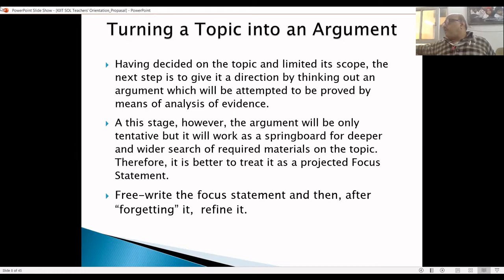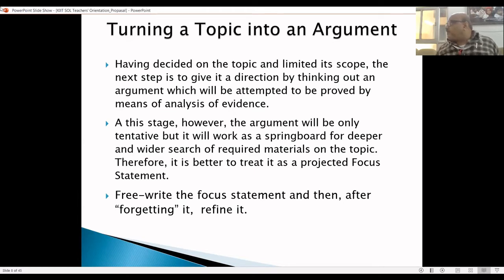And when we do free writing, we don't think about grammar. We don't think about even correct use of the vocabulary. We don't tax our mind about correctness of language. We just let the ideas flow. A student should just let the ideas flow. Then they should forget it. This forgetting is very important.